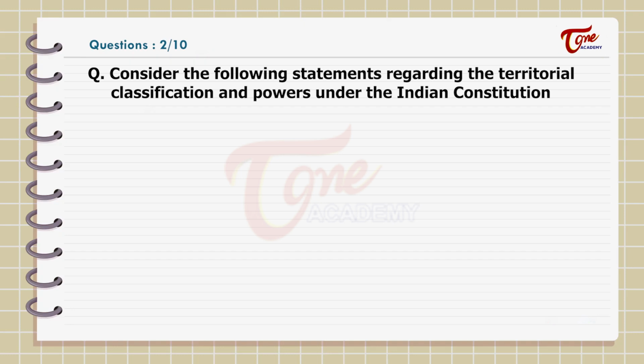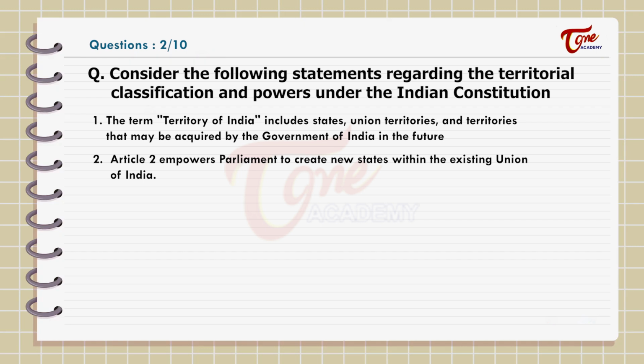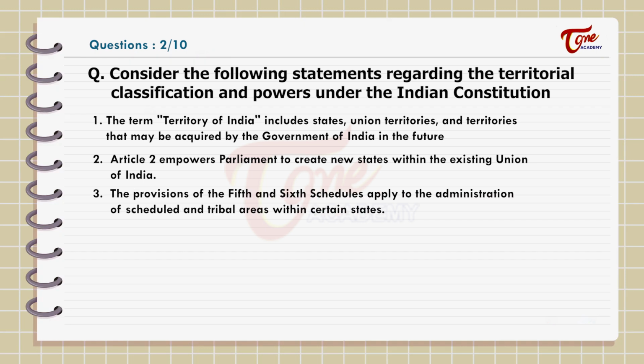Consider the following statements regarding the territorial classification and powers under the Indian Constitution. Statement 1. The term Territory of India includes states, union territories, and territories that may be acquired by the Government of India in the future. Statement 2. Article 2 empowers Parliament to create new states within the existing Union of India. Statement 3. The provisions of the 5th and 6th schedules apply to the administration of scheduled and tribal areas within certain states. How many statements given above are incorrect?